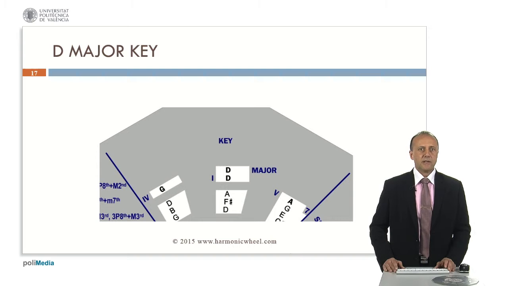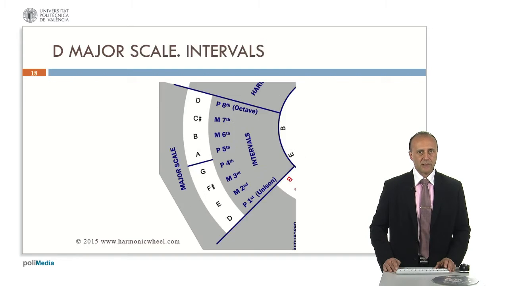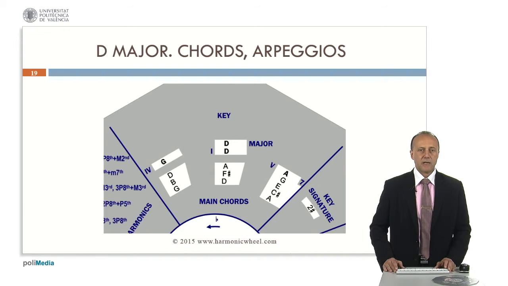If we choose D major key, we put it in the upper part of the abacus, and then on the left we find directly the major scale D, E, F sharp, G, A, B, C sharp and D, as well as the intervals from the tonic of this scale to the rest of the notes.